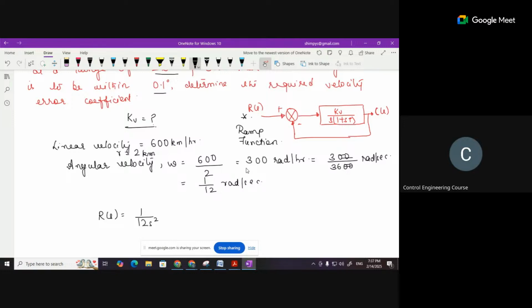Whatever you're telling is fine. But for this problem, we are assuming that it is moving with constant velocity for a particular instant of time. And in that instant, we have to find out the error coefficient for the maximum tracking error to be within 0.1%. This interpretation of range is actually along with the assumptions.